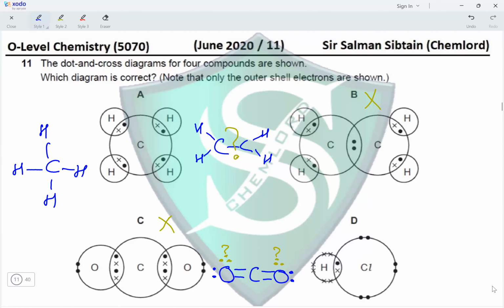Option D, we've got an HCl molecule with chlorine having three lone pairs of electrons present. Because chlorine belongs to group 7, it has 7 electrons in total, which is correct. However, there are additional electrons present on hydrogen. Hydrogen belongs to group 1. Hydrogen cannot have any more electrons in its structure. So this makes option D incorrect as well. So as a result, the correct option for this question is option A.